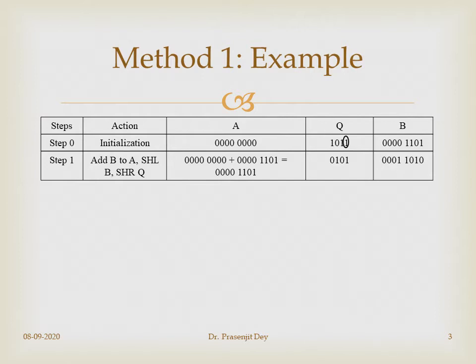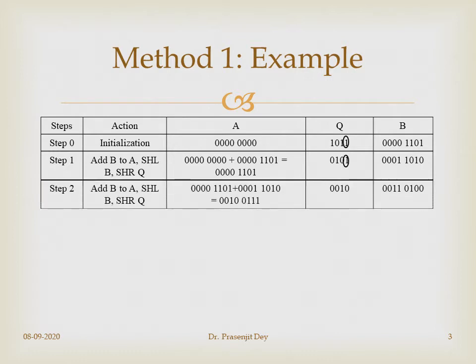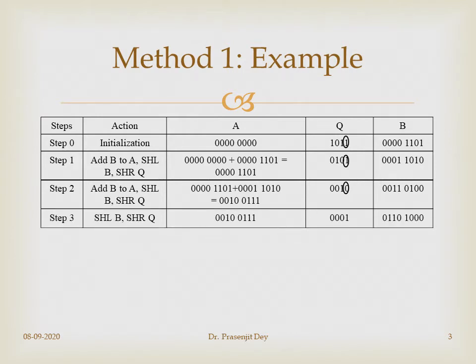Now again, as the last bit of the multiplier is 1, we again add the multiplicand to A, and after that we shift B one bit left and shift Q, the multiplier, one bit right, which gives us this result. Now again the last bit of Q is 0. In this case we will not add anything. We shift the multiplicand B one bit left and the multiplier one bit right, which will give us this result.